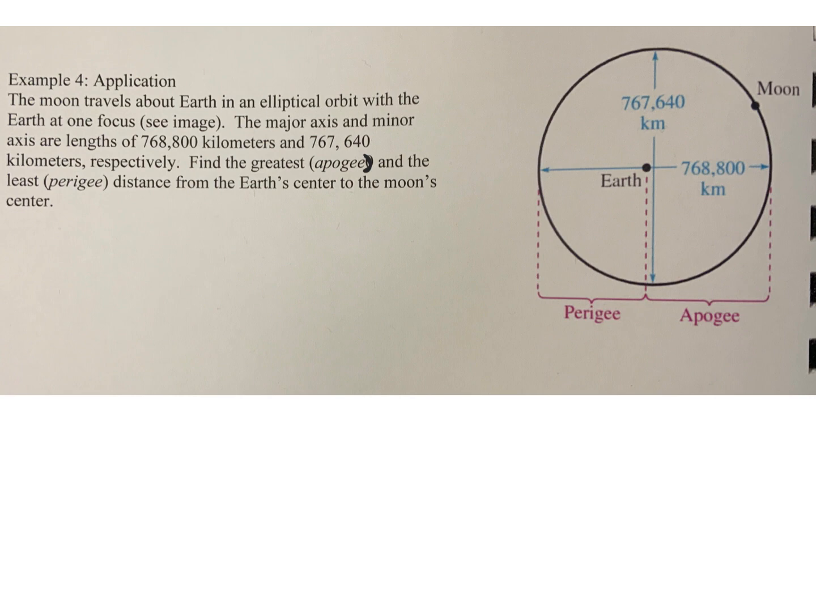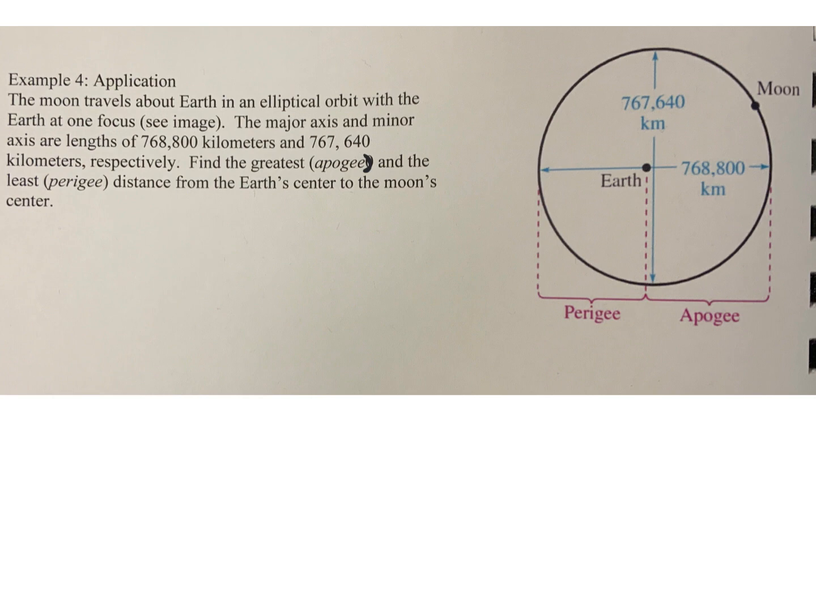The greatest one is known as an apogee, and the least, perigee, distance from the Earth center. So they labeled the smaller side as the perigee. Oh, they labeled it for you, sorry, in blue. They already labeled it. And then it wants you to find the greatest distance of both of these.